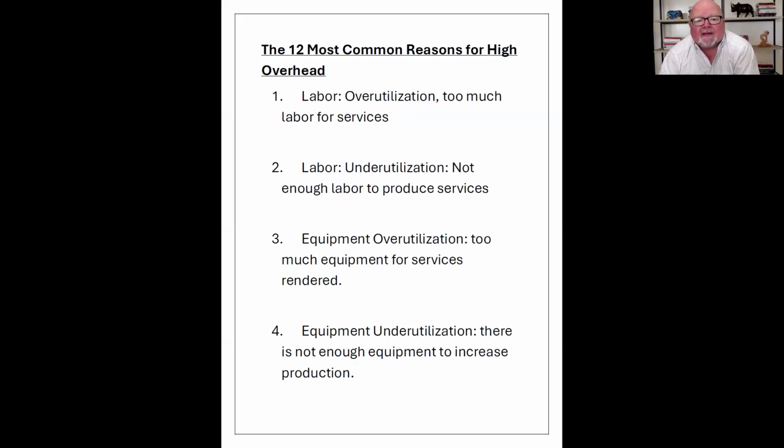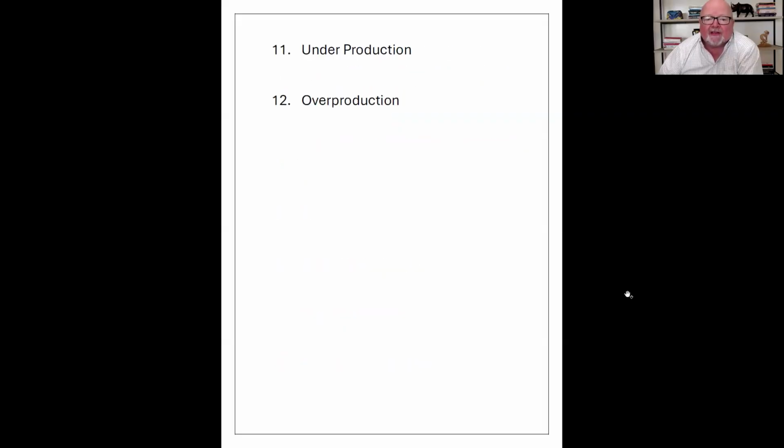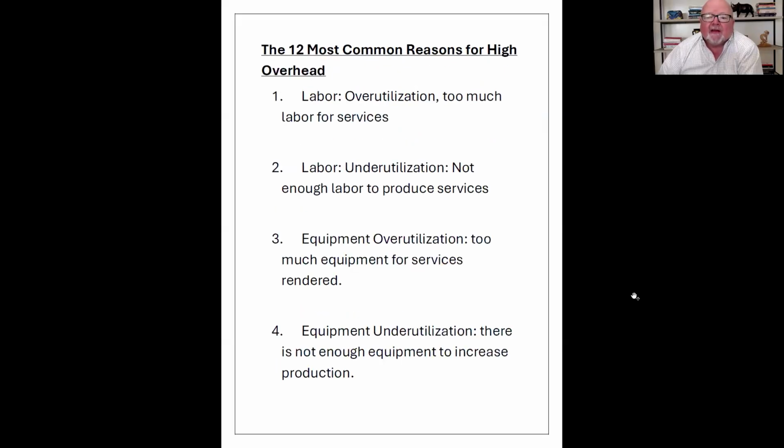And then look at your stats and go, well, where am I? Where am I in the overhead category? Is it overutilization, underutilization? Is equipment overutilization, underutilization, fees, terms, collection, underproduction, overproduction? But what you're shooting for is 35%. When you put everything together, what you're shooting for, remember the national average is 50 to 70%.